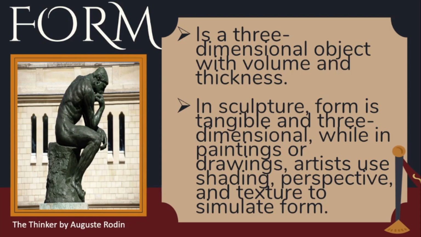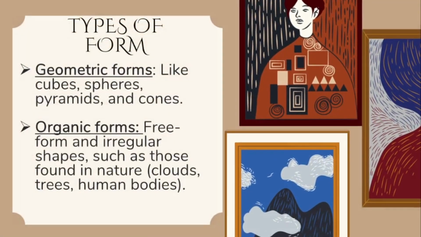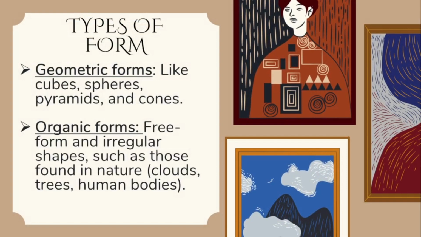The sculpture showcases the power of form by emphasizing the physical presence and deep contemplation of the figure. Types of forms. Geometric forms, like cubes, spheres, pyramids, and cones. Organic forms. Free form and irregular shapes, such as those found in nature, clouds, trees, human bodies.